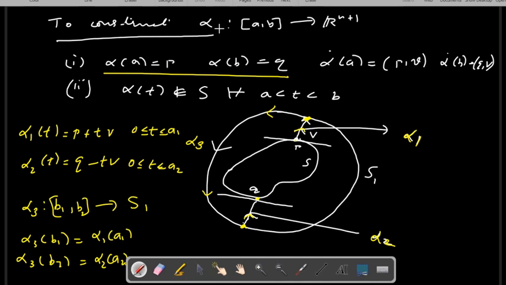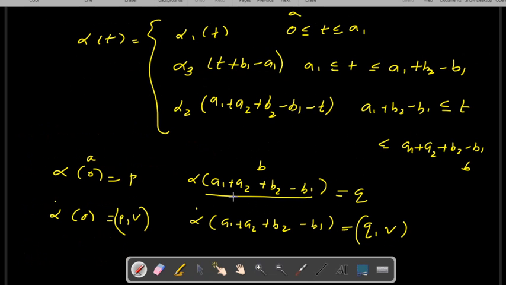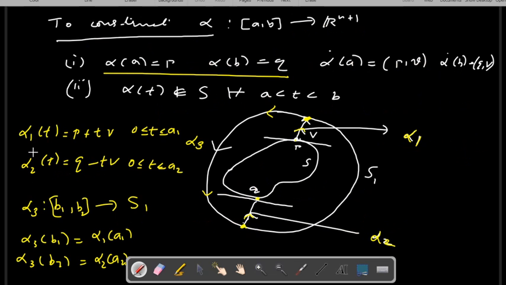We have constructed an alpha from A B to R^(n+1). You are taking A as 0, and B is constructed in such a way that B will come as A1 plus A2 plus B2 minus B1. This is the construction. For constructing alpha we have constructed 3 paths, alpha 1, alpha 2, alpha 3, in this way, by containing S in a perfect circle. This is possible because this is a compact figure.